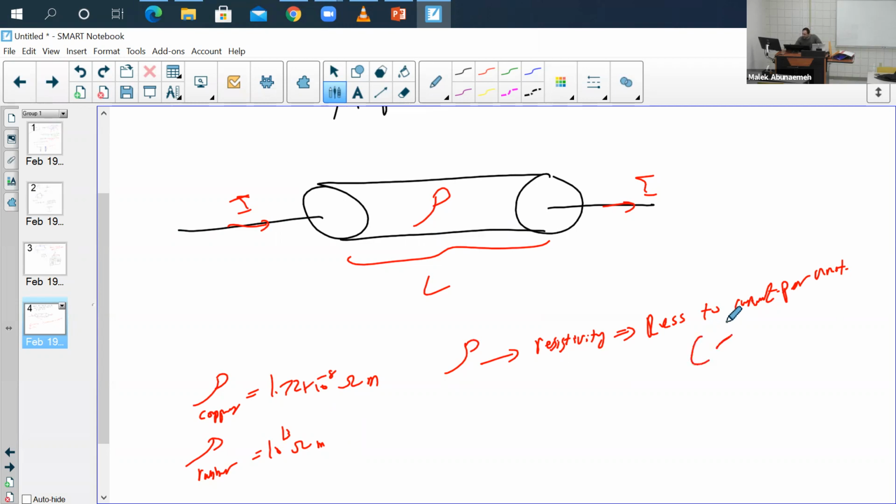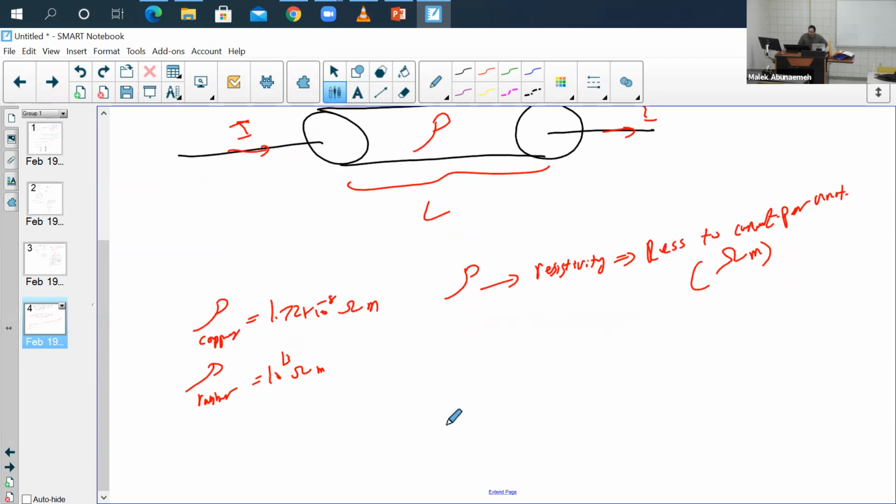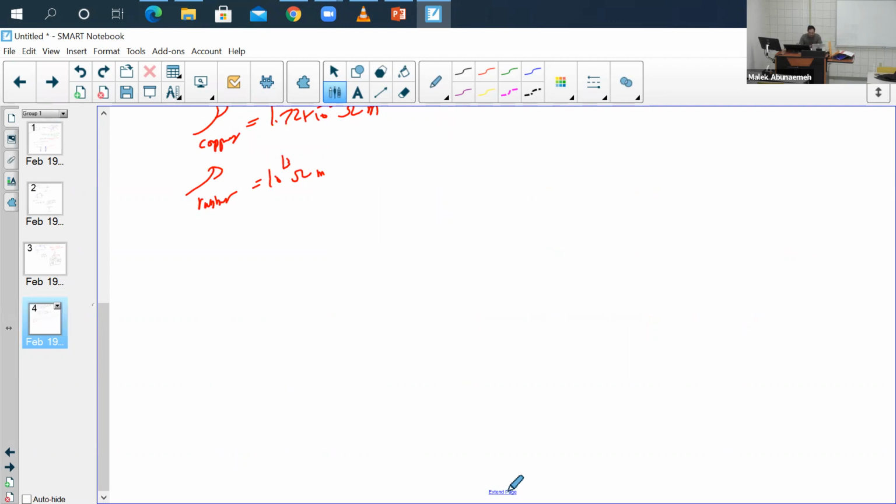Let me actually write down the units for this. It's resistivity, so it'd be ohm meter. Now, I'm going to introduce something called conductivity as well.